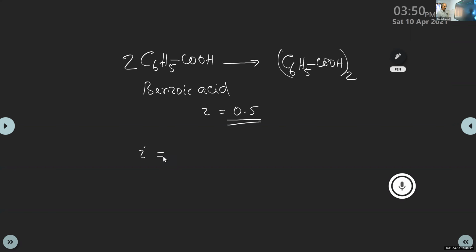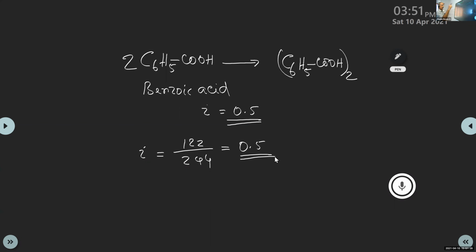C6H5COOH. The molecular mass is found to be 122. And the abnormal molecular mass, that is the molecular mass calculated by colligative property measurement, is found to be double the value, almost 244. Therefore i is equal to normal molecular mass 122 divided by abnormal molecular mass 244, and that is equal to 0.5.